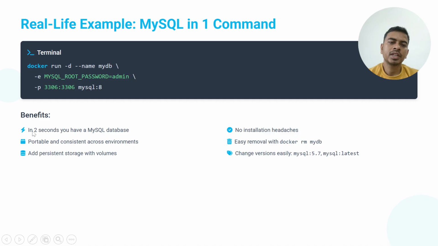The benefit of that is in 2 seconds you have the MySQL database, portable and consistent across environments. Add persistent storage with a volume, no installation headache, easy removal with docker rm MyDB, and change version easily with mysql:5.7 or mysql:latest. So in one command you can get your MySQL database. There is no installation, no config issue, and it is fully isolated.